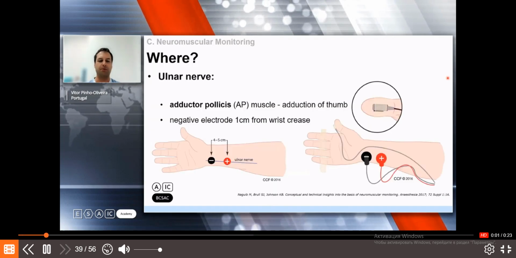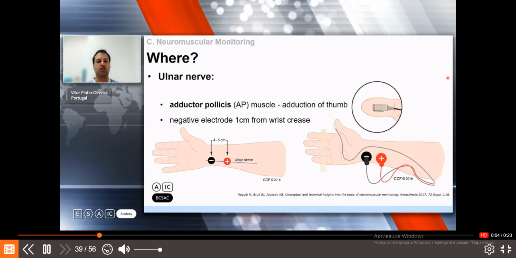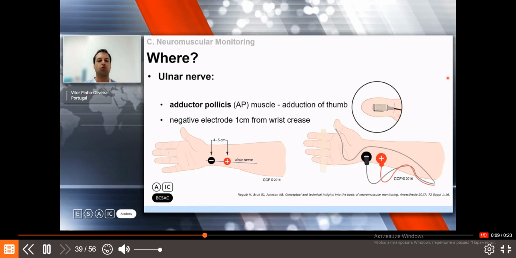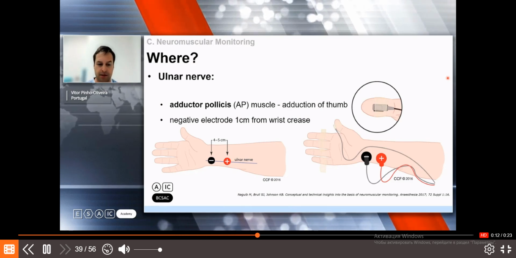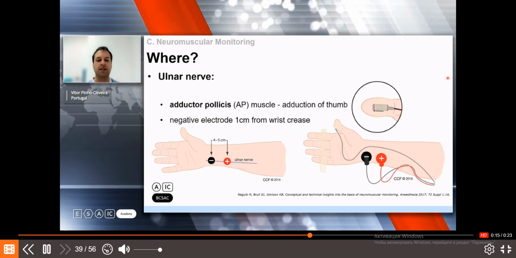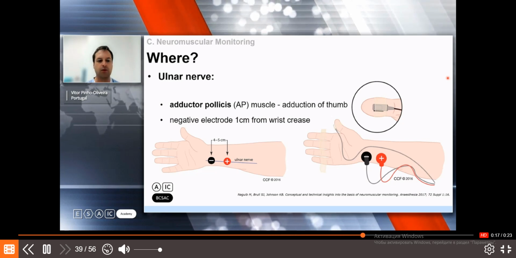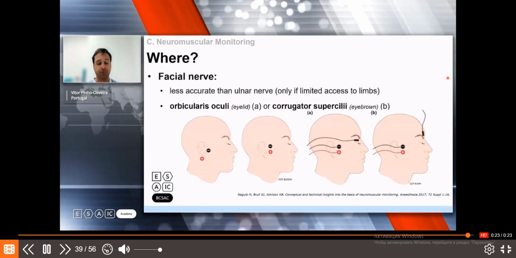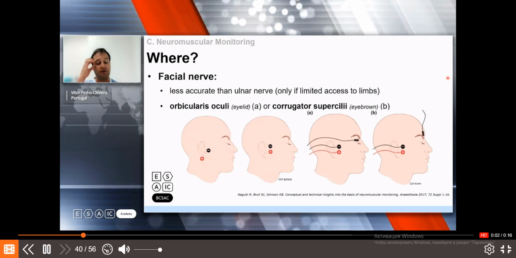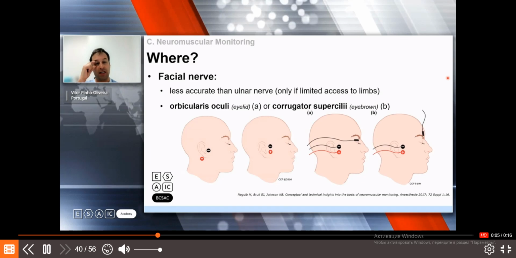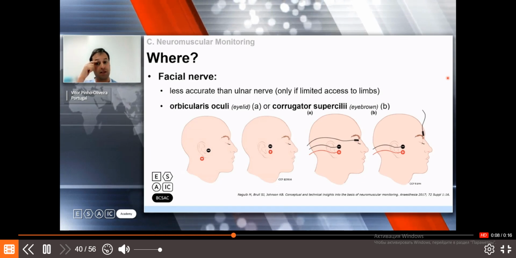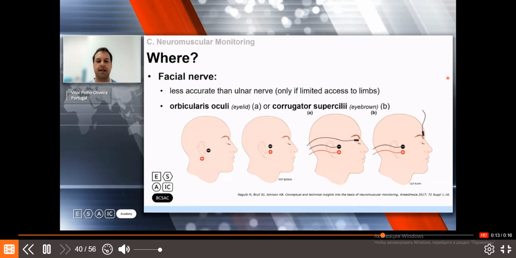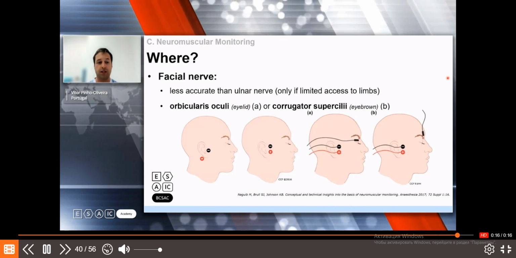Moving on, where should we monitor the neuromuscular blockade? Most typically, the adductor pollicis muscle, the ulnar nerve, the adduction of the thumb. We should set up the electrodes like shown in this picture, with the negative more distally and the positive more proximally. But we can also monitor on the facial nerve, either on the orbicularis oculi or the corrugator supercilii, the eyelid or the eyebrow, putting the electrodes like this, the negative and the positive electrodes.